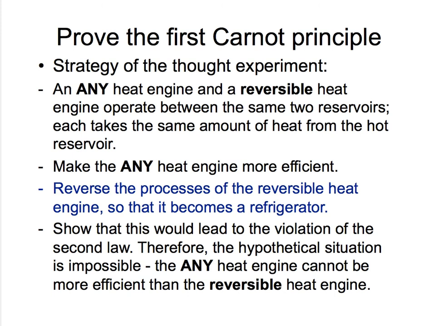And then the second step is we make the any heat engine more efficient. Let's make an assumption. Let's make it more efficient. Then because the reversible heat engine has the advantage of being reversible, we can reverse all its processes to make it into a refrigerator. And then the next is to show that this would lead to the violation of the second law. Because we made the assumption that the any heat engine is more efficient than the reversible heat engine, which led to the violation of the second law, then logically we should conclude that this assumption must be false. So the opposite should be true.